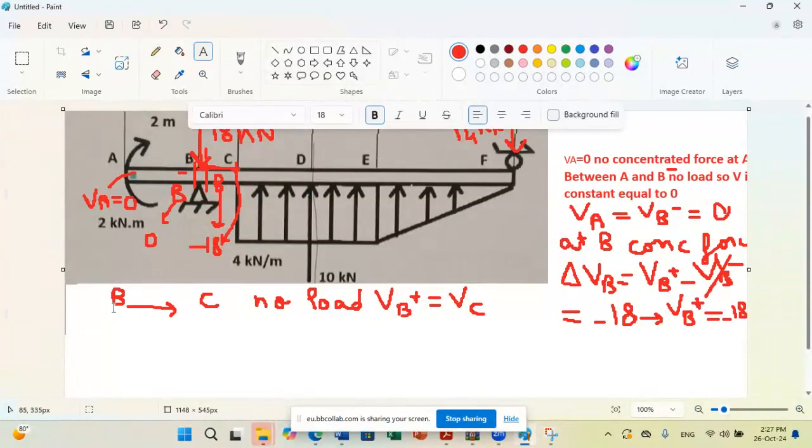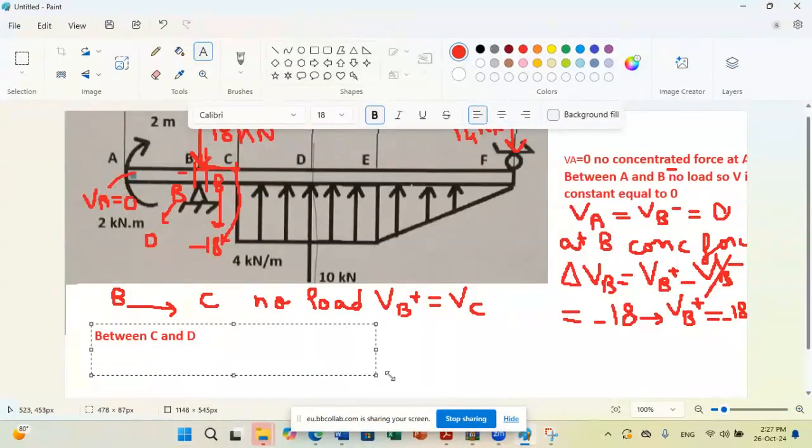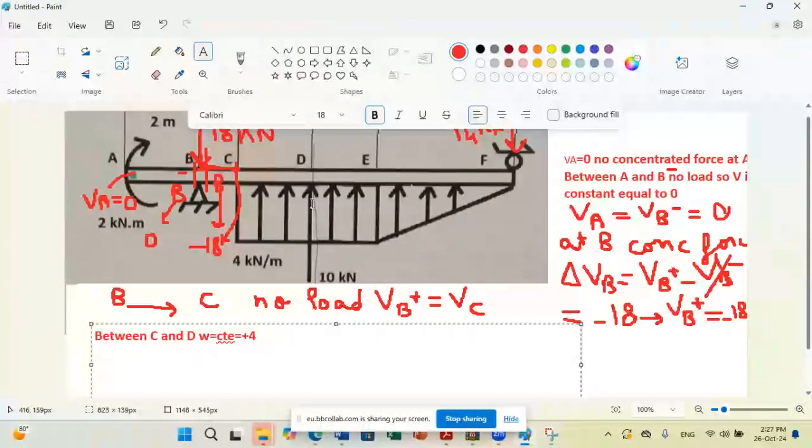So now between C and D, to justify what is happening, we say we have a rectangular load. So W is constant, okay? W is constant, equals to, what is the value here? Because you have an upward distributed load, so plus 4. When W is constant, V is linear, because omega is the slope of V.